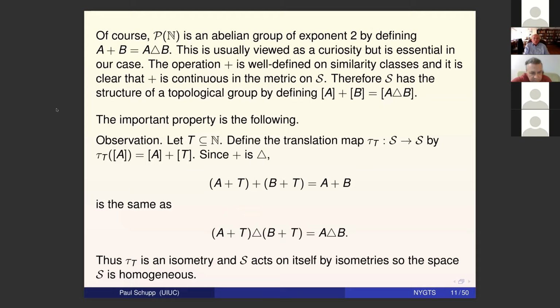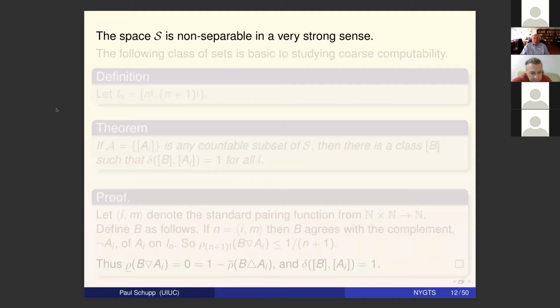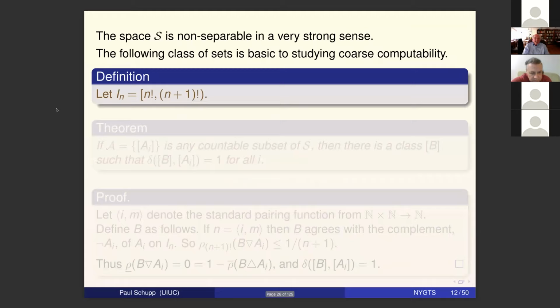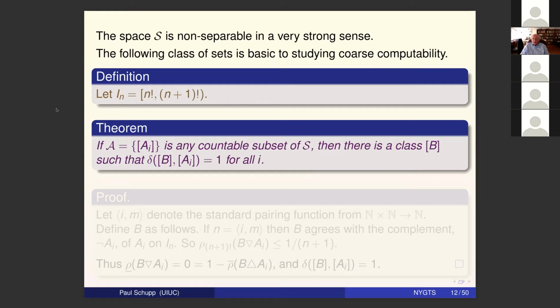Okay, so now we'll start looking at some properties of S. This space is very non-separable. The following sets are really basic to studying coarse computability; we'll see why later. I_n is the half-open interval from n factorial to (n+1) factorial, and A_i is a subset of N, of course. And the theorem is: you take any countable subset of S, and there's a point B such that the distance from B to A_i is one for all i.